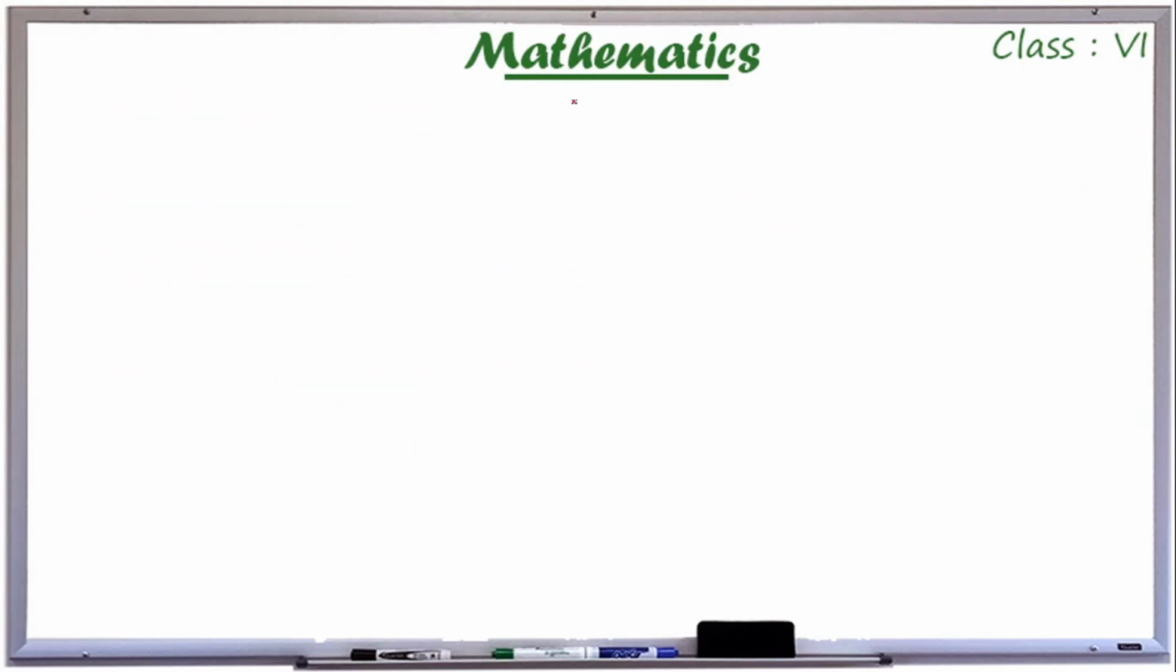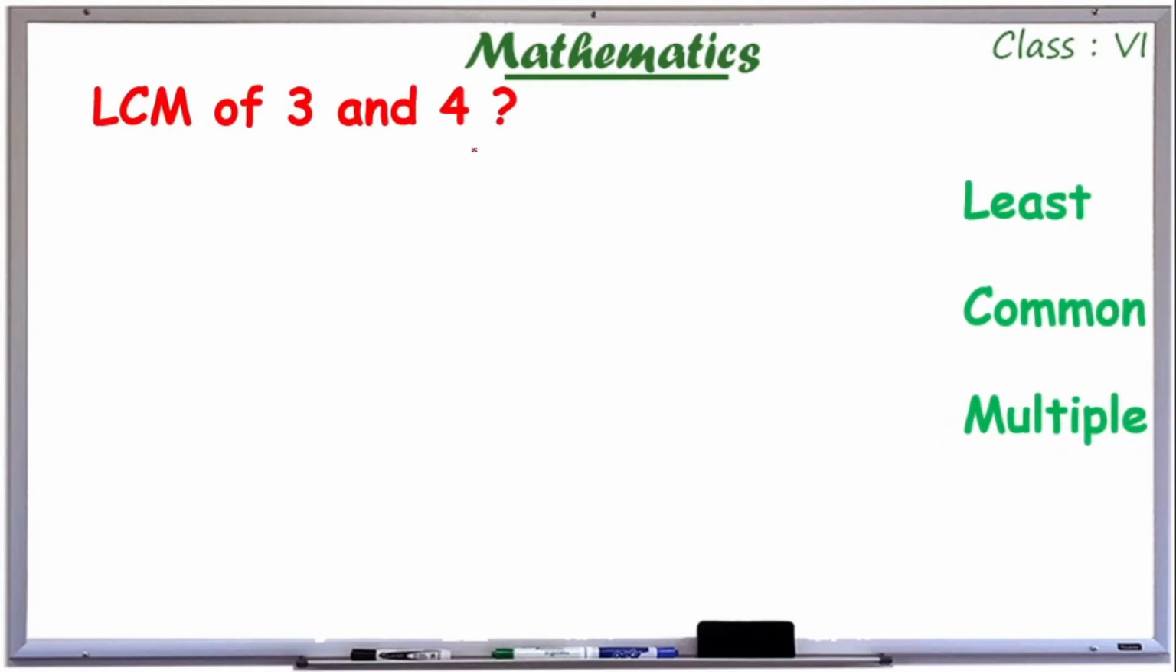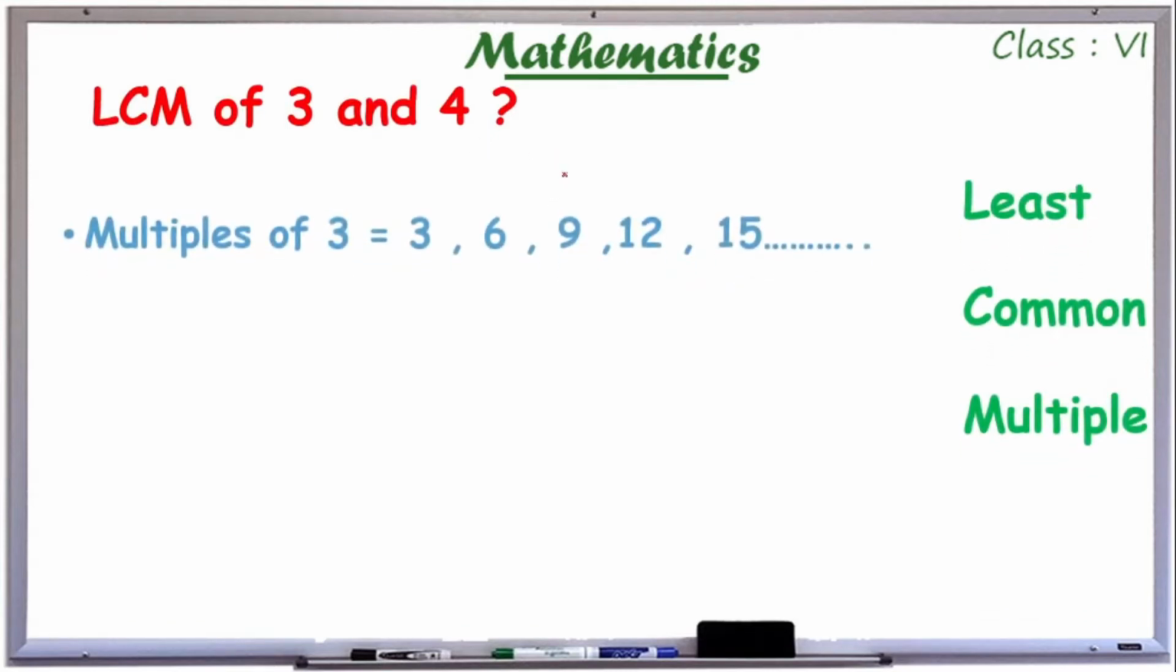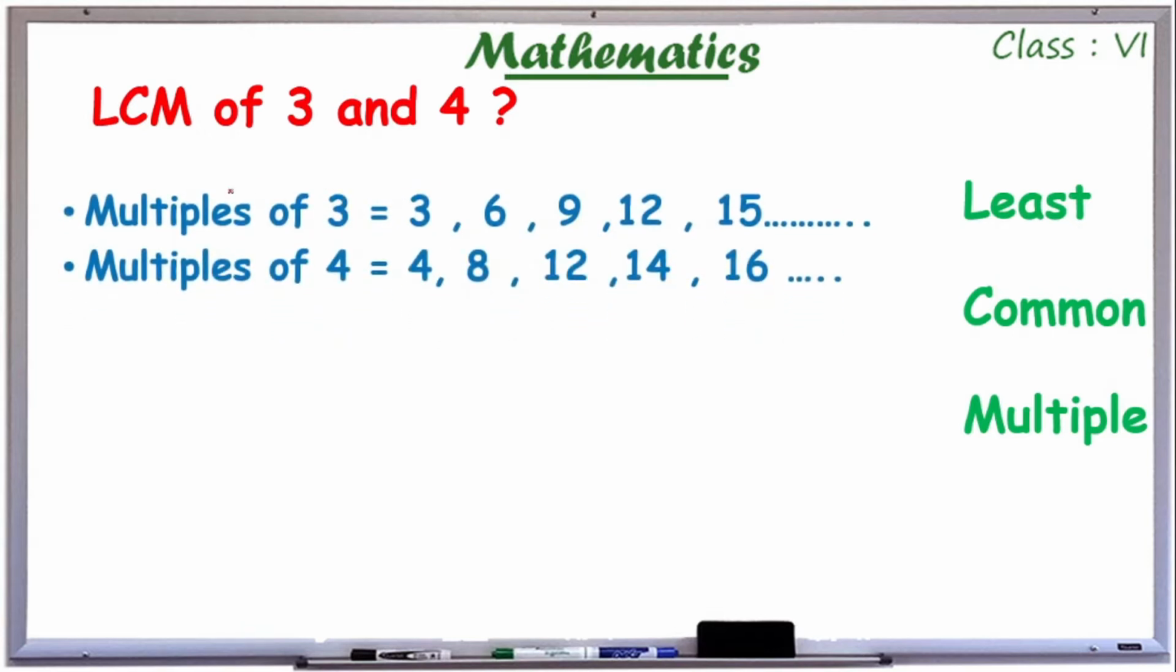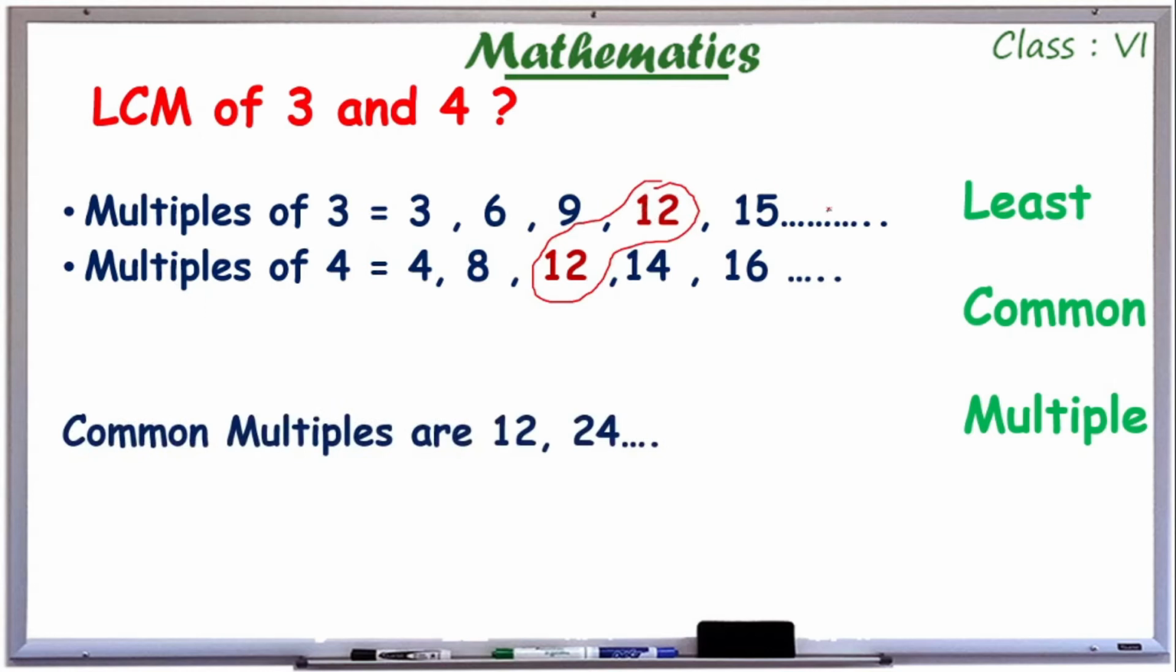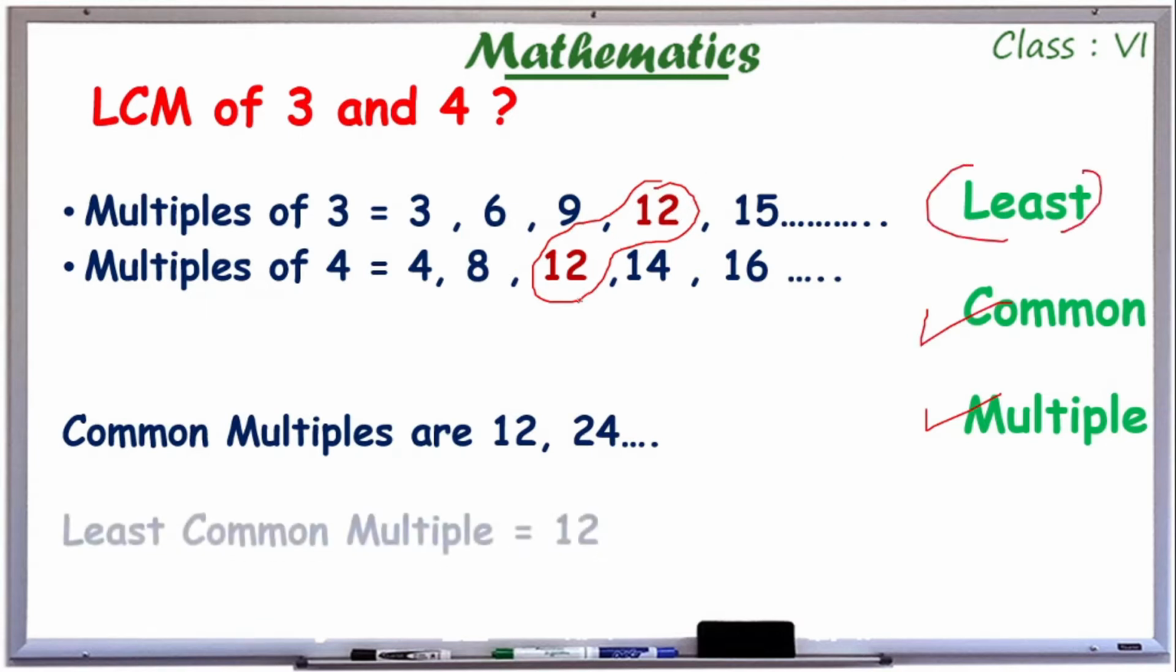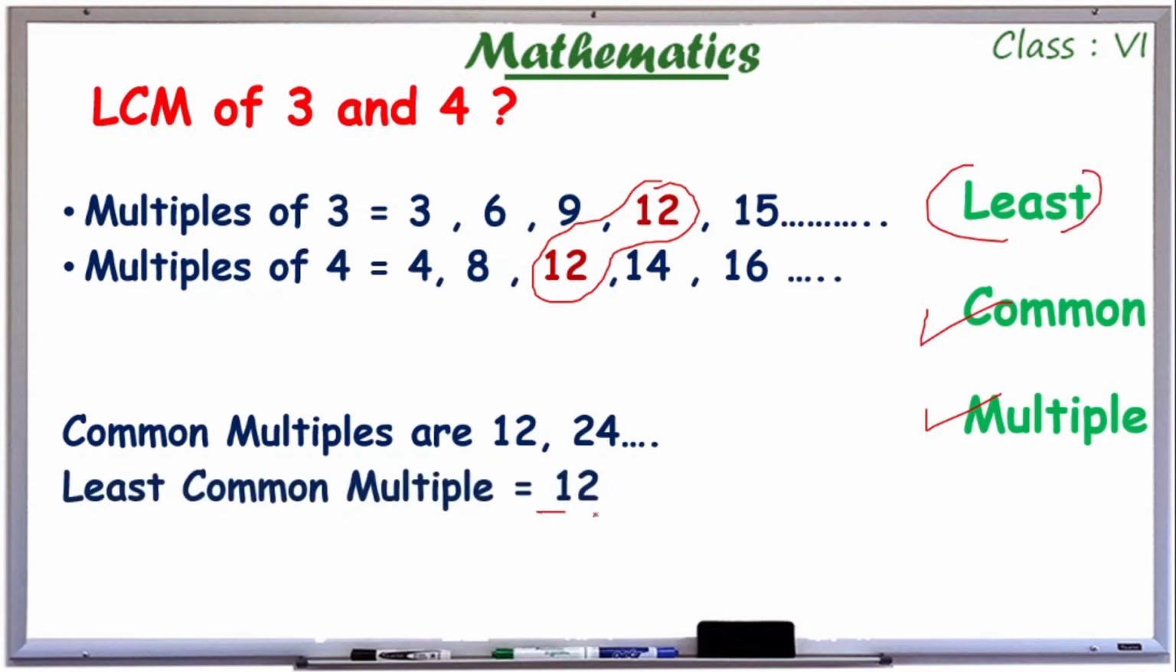Next example, LCM of 3 and 4. I have to write the multiples first, then the common elements, then find the least number. So I write multiples of 3 and multiples of 4, and the common elements are 12, 24, etc. Multiples are written, common elements are ready. Now I have to find the least element. The least one is 12. So the least common multiple is 12.